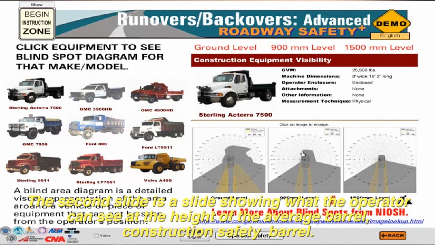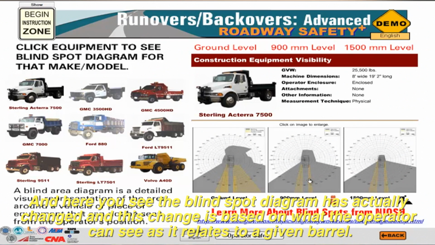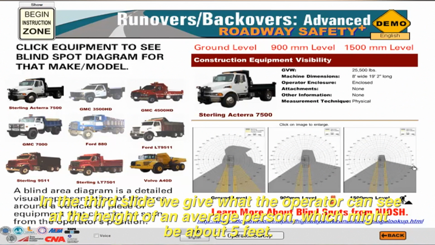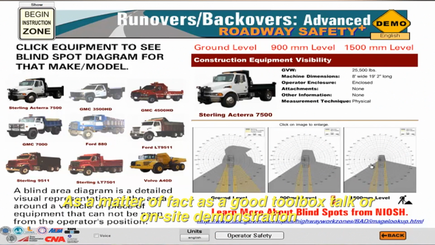The second slide is a slide showing what the operator can see at the height of an average barrel, construction safety barrel. And here you see the blind spot diagram has actually changed, and this change is based on what the operator can see as it relates to a given barrel. In the third slide, we give what the operator can see at the height of an average person, which might be about 5 feet.